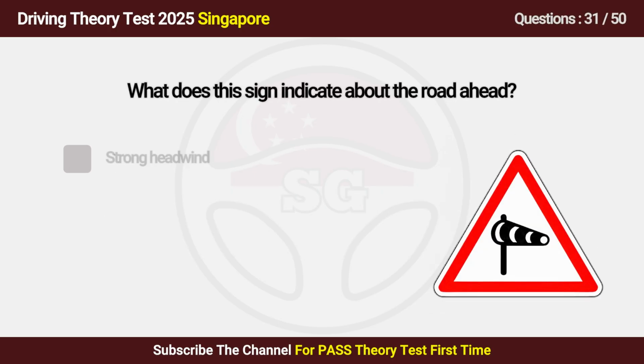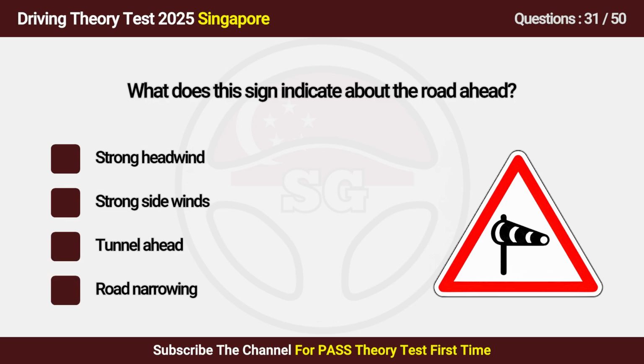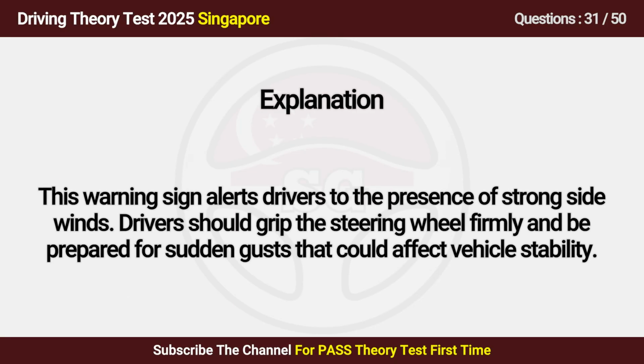Question 31. What does this sign indicate about the road ahead? A. Strong headwind. B. Strong side winds. C. Tunnel ahead. D. Road narrowing. Answer is B. Strong side winds. This warning sign alerts drivers to the presence of strong side winds. Drivers should grip the steering wheel firmly and be prepared for sudden gusts that could affect vehicle stability.